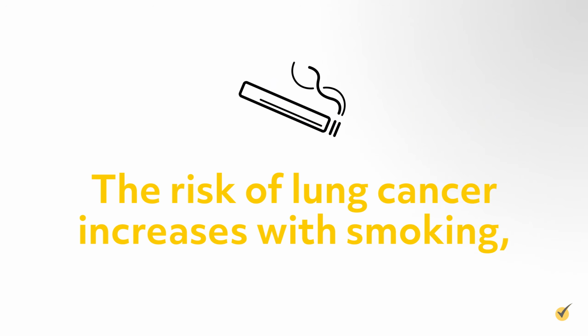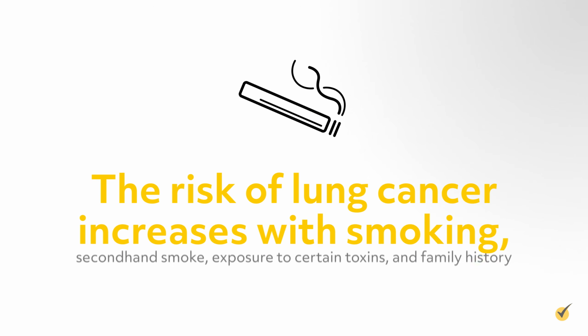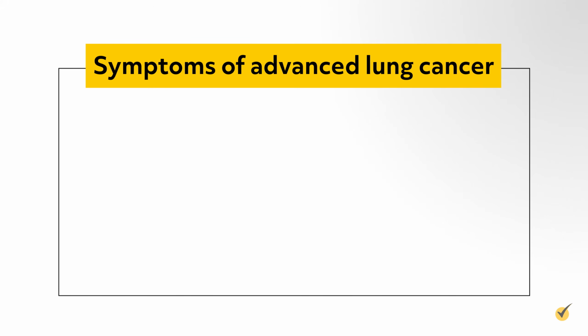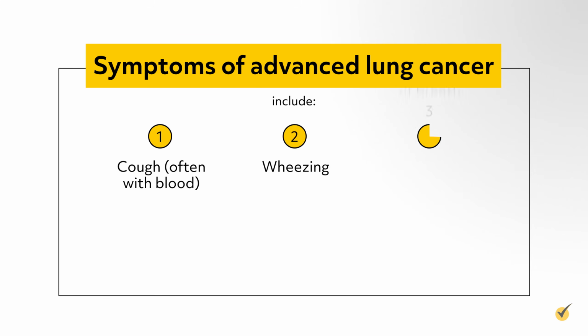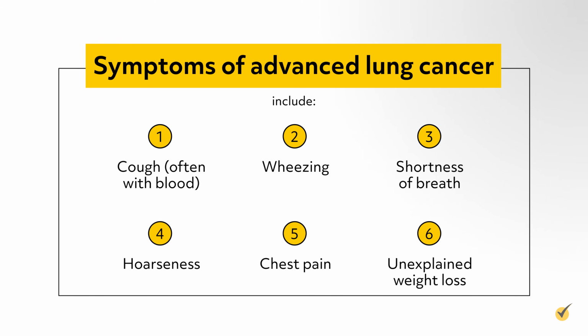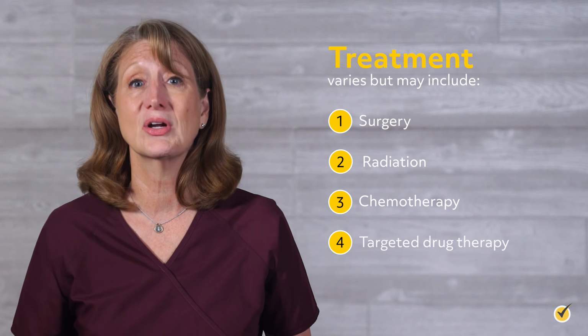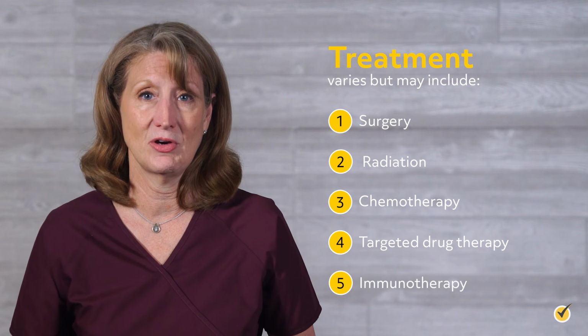The risk of lung cancer increases with smoking, secondhand smoke, exposure to certain toxins, and family history. Advanced lung cancer will present with symptoms including cough, often with blood, wheezing, shortness of breath, hoarseness, chest pain, and unexplained weight loss. Treatment varies, but may include surgery, radiation, chemotherapy, targeted drug therapy, and immunotherapy.